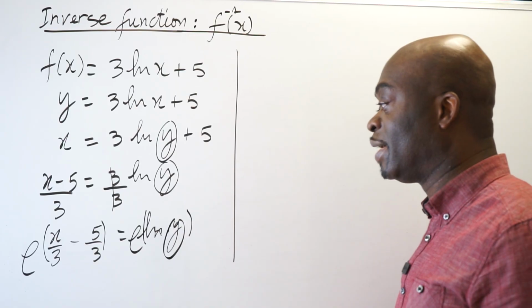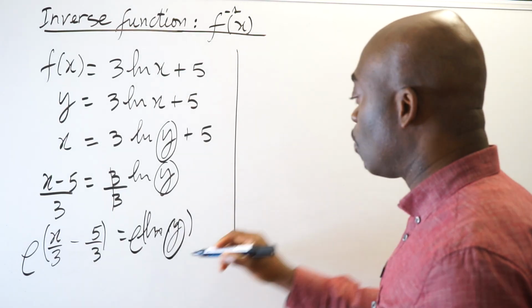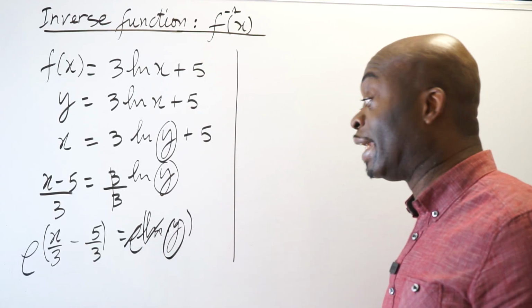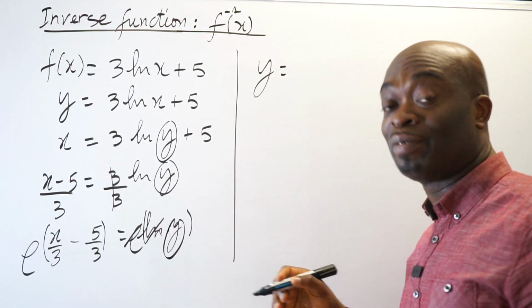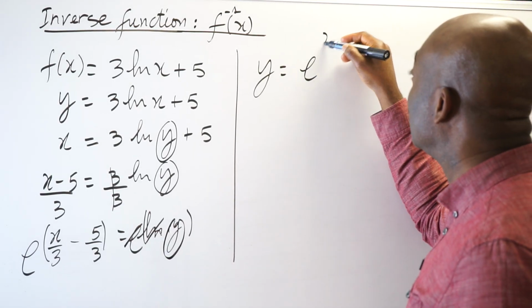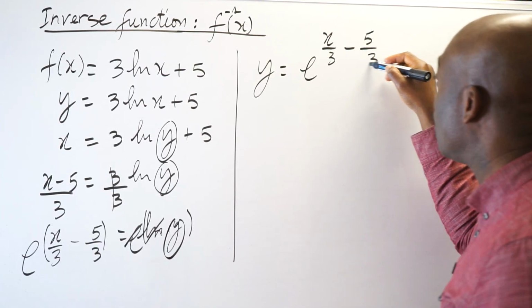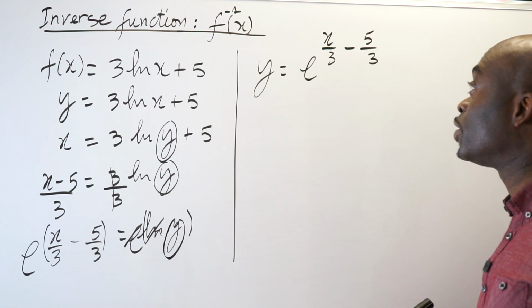So what's going to happen? We end up with y, because the exponential and ln cancel out. Then you're going to end up with y afterwards. Magic! And then e to the power of x over 3 minus 5 over 3. Anything else that we have to do?